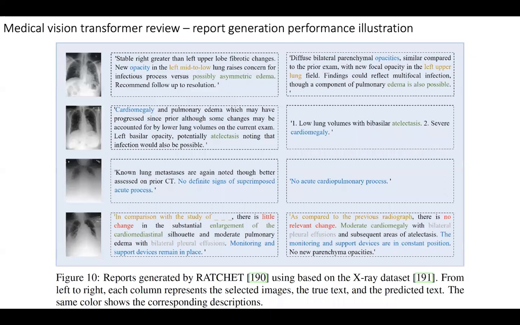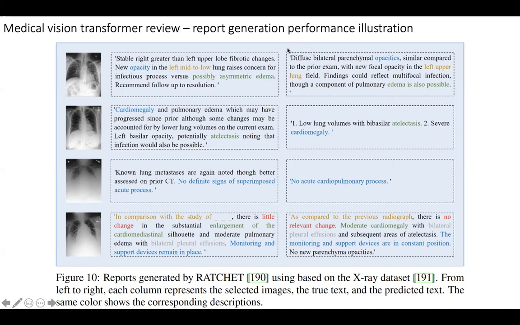Another interesting task related to medical vision is report generation. This task is about how to generate a description for an image, for a medical image. For this image, the ground truth can be like this: stable right greater than the left upper lobe fibrotic changes, and new opacity in the left middle to lower lung raises concern for infectious process versus possibly asymmetric edema. Recommend follow-up to resolution.